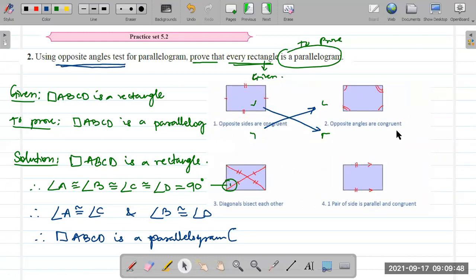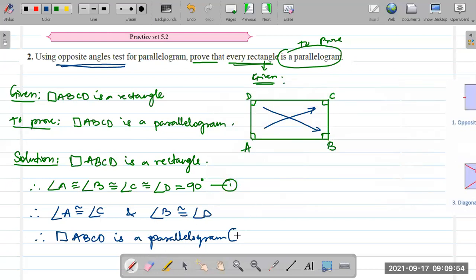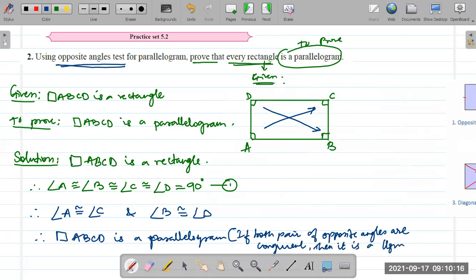If the opposite angles are congruent, then the quadrilateral is a parallelogram. Okay, so write out: if both pairs of opposite angles are congruent, then it is a parallelogram. See again, this is a very small proof, but you need to understand how to apply it or how to write it out in proper steps.